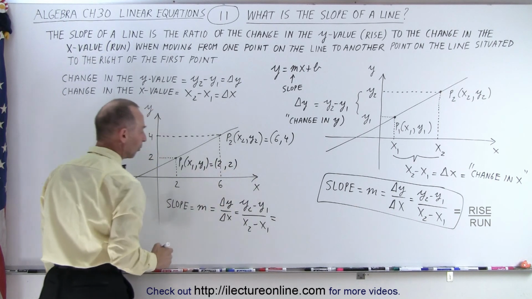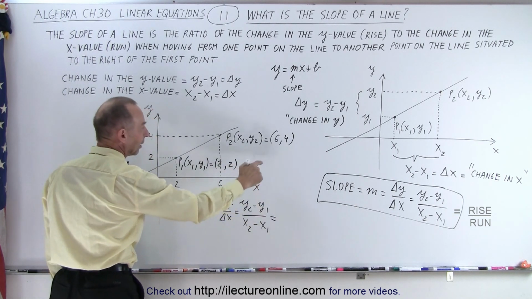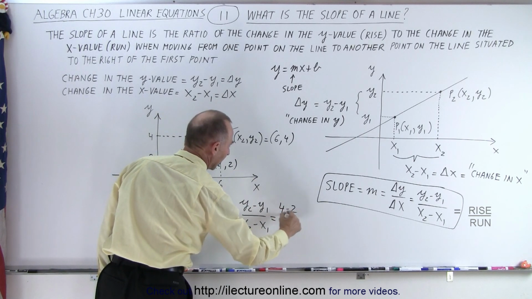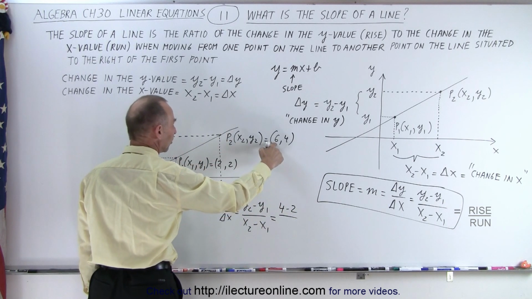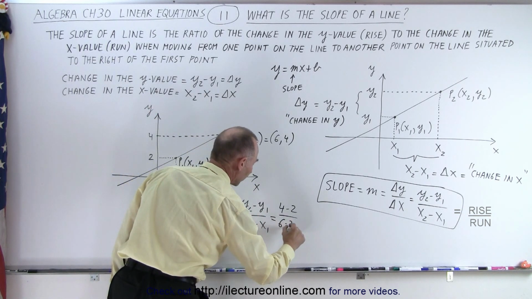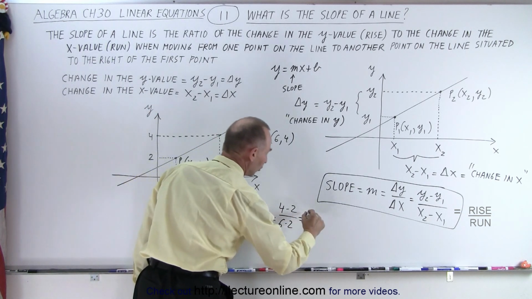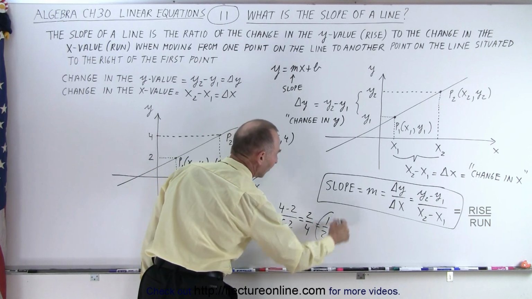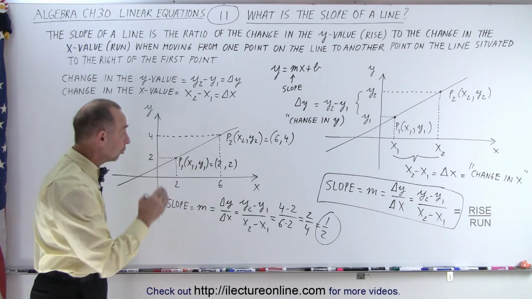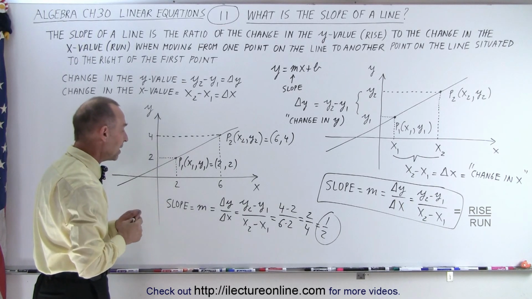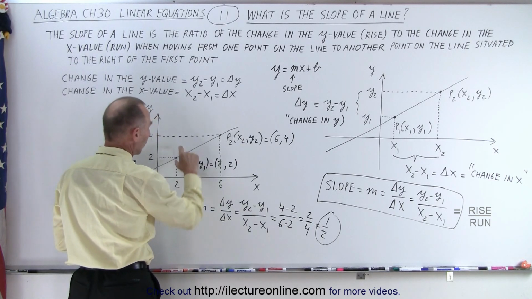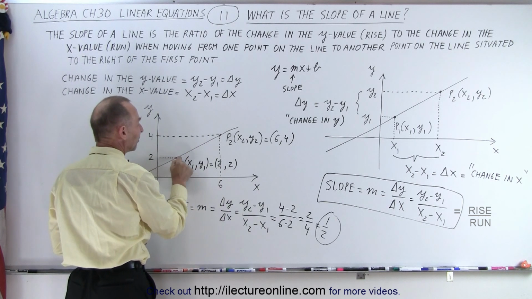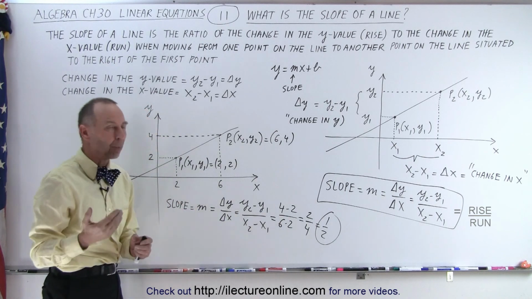So when I try to find the change in y, well, that would be 4 minus 2. And I divide that by the change in x, which is 6 minus 2. So that would be equal to 4 minus 2, which is 2, over 6 minus 2, which is 4, which is equal to 1/2. And so in this example, the slope is 1/2. What does that mean? That the change in y would be 1 versus the change in x being 2. So it rises 1 as I run 2, and that's typically how we want to say it.